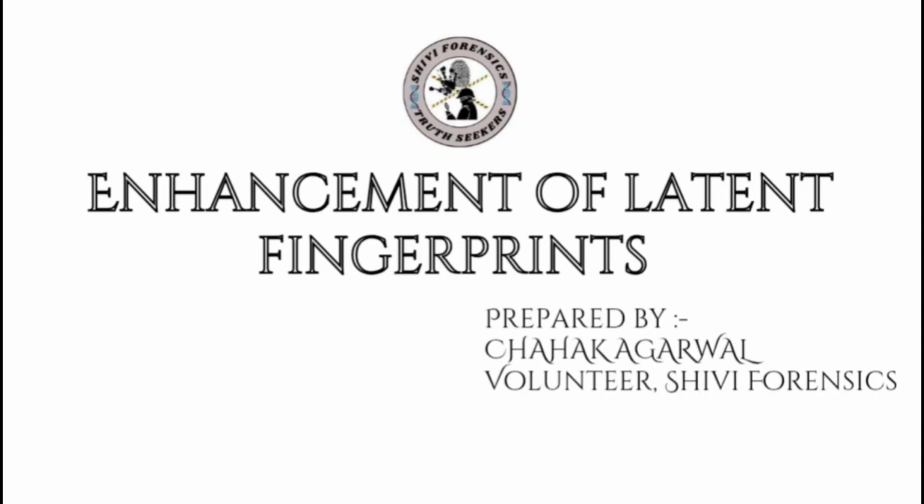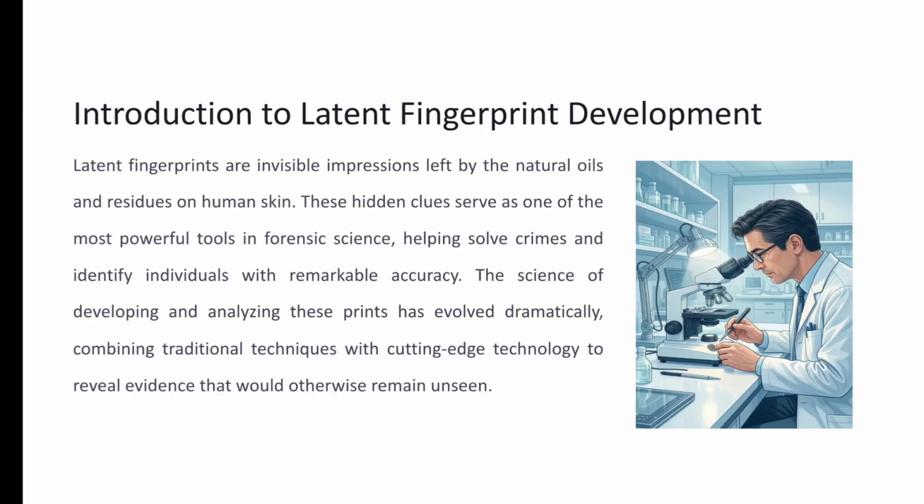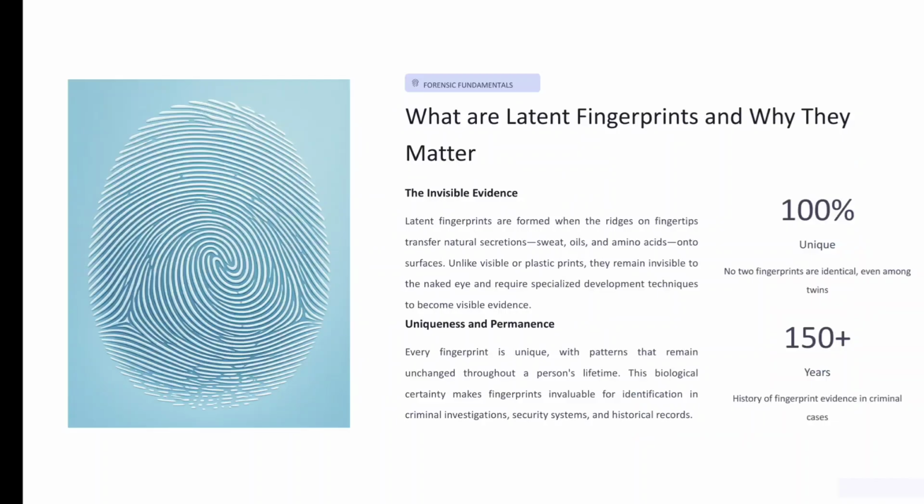Today we'll explore how forensic experts develop and analyze these hidden clues using advanced chemical, physical, and optical techniques. What are latent fingerprints? Latent fingerprints are invisible impressions left by natural oils and residues on our skin. These hidden clues are unique to every individual. No two people share identical fingerprints. With over 150 years of fingerprint evidence in criminal investigations and 100% unique identifiability, they remain one of the most powerful tools in forensic science, helping us identify suspects with remarkable accuracy.